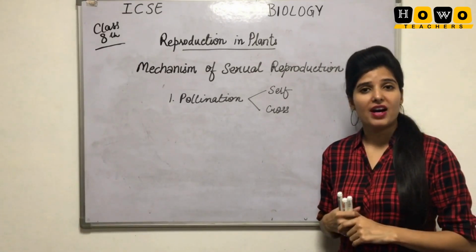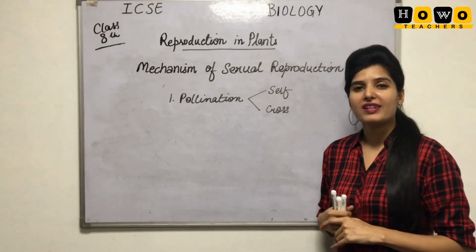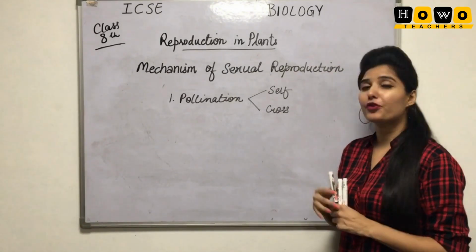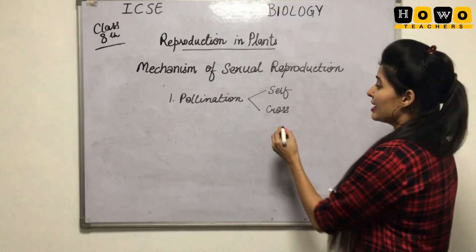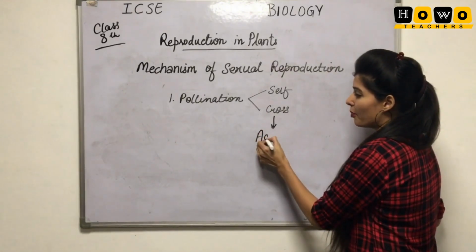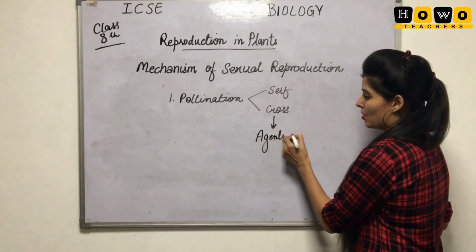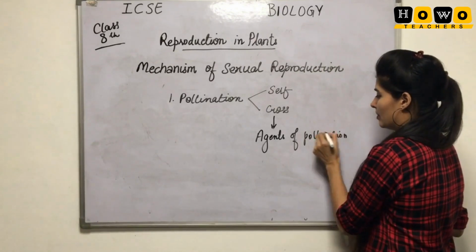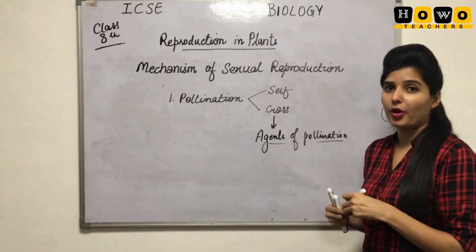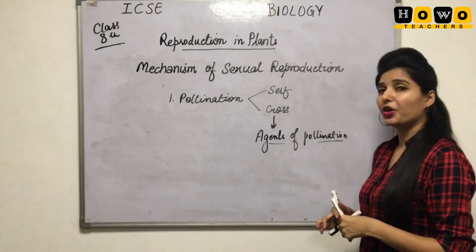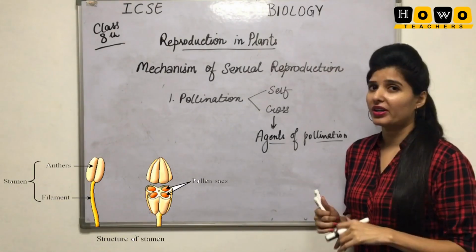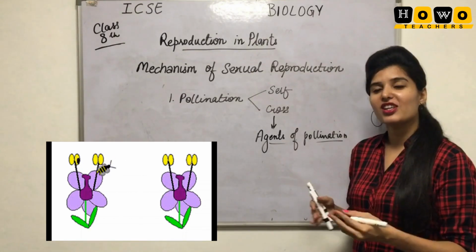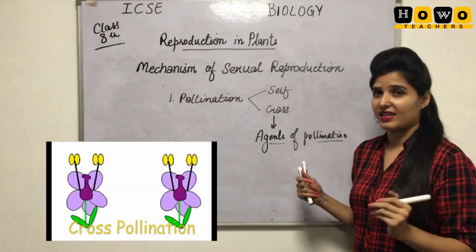One question I have asked you students is, why are flowers brightly colored? That answer I am going to give you now. In case of cross-pollination, there is the presence of agents of pollination. These agents of pollination help in the movement of small minute pollen grains from one flower to a flower which is at a distance, or even a very large distance.